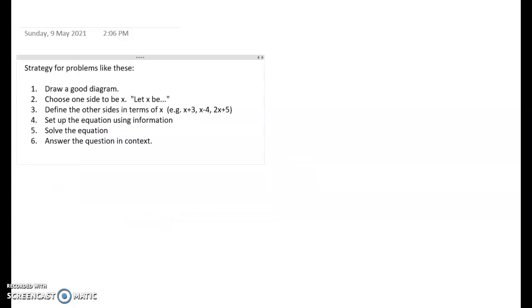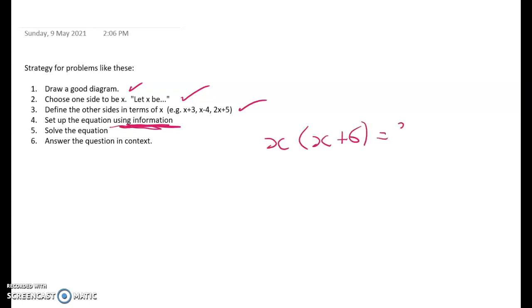Okay, so this is my strategy for these. Diagram first, define something as x, and then get all of the other sides in terms of x. Then set up the equation using information. And in this case, that meant that we did x times x plus 6 equals 315. And next we solved that equation, and you'll do that either by factorizing or the quadratic formula. And lastly, we answered the question in context.